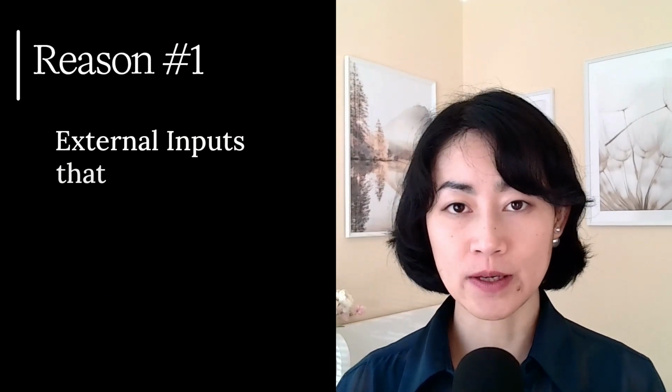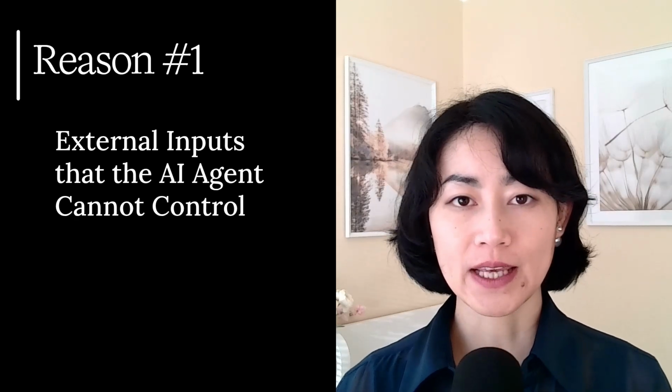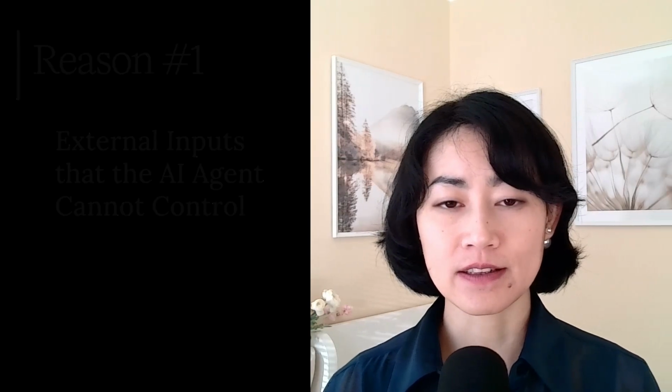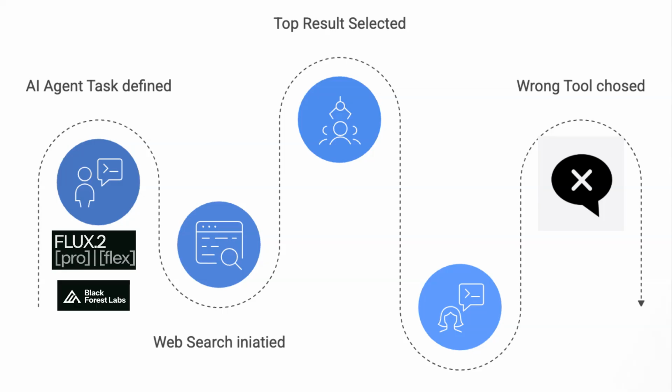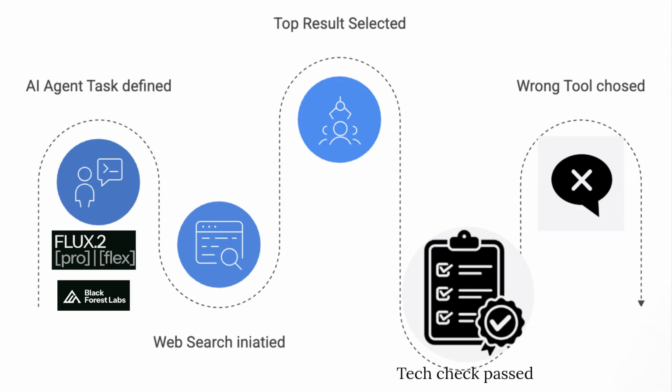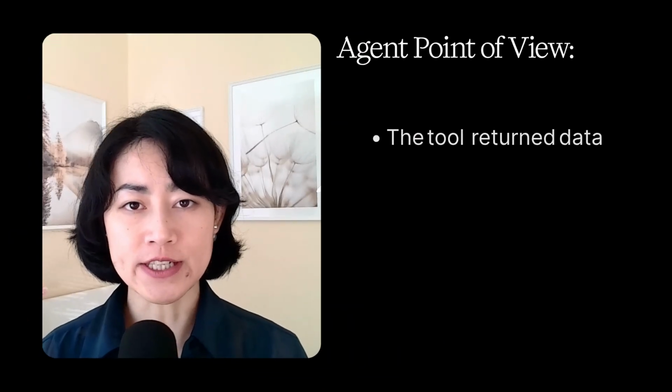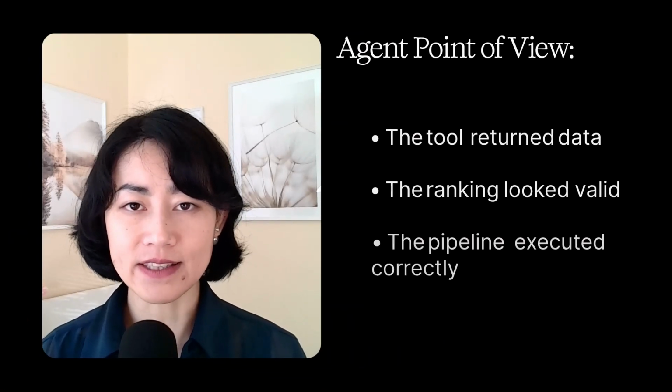Reason number 1, external inputs that the AI agent cannot control. In many cases, the agent didn't actually make a mistake. The failure came from the environment, or say the input. Let me give you a real example. A video editing AI agent was asked to create content using a model called Flex2, a second-generation, high-fidelity text-to-image model developed by Black Forest Labs. The agent searched the web, selected the top-ranked result, and continued to execute exactly as designed, but the top result wasn't the official site. It was a traffic capture domain that looks legitimate. From the agent's point of view, the tools return data, the rank looks valid, the pipeline executes correctly.